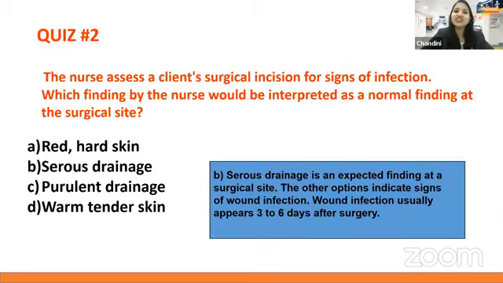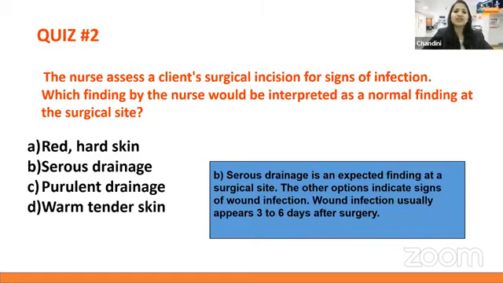The next question: the nurse assesses a client's surgical incision for signs of infection. Which finding by the nurse would be interpreted as a normal finding at a surgical site? This is also one of the important things. Sometimes we tend to skip it. Sometimes we try to pick up this sign earlier so that we can save the patient. The options are also given in front of you.